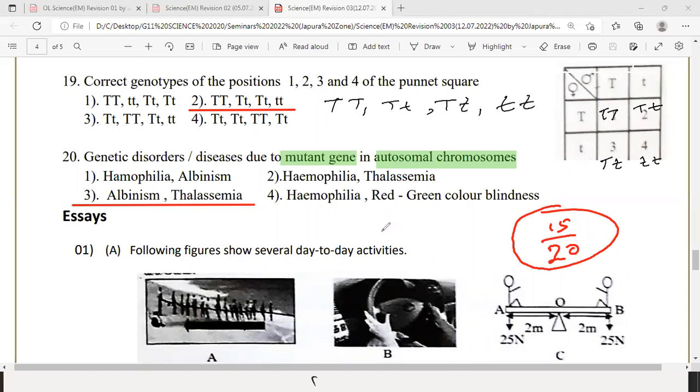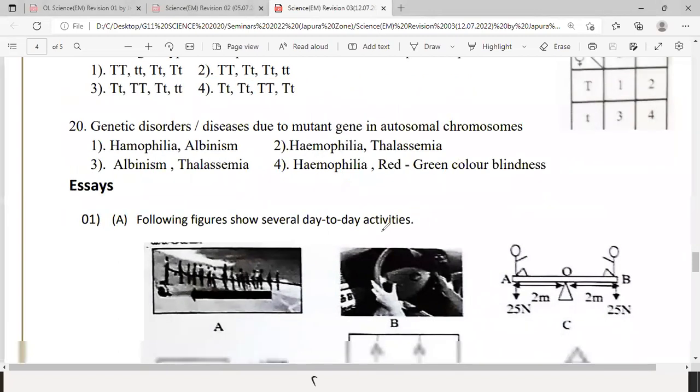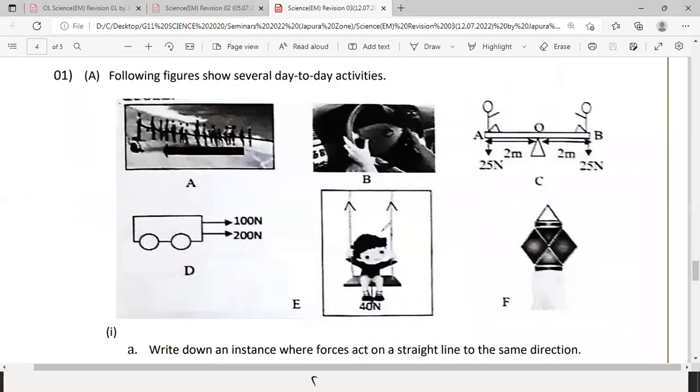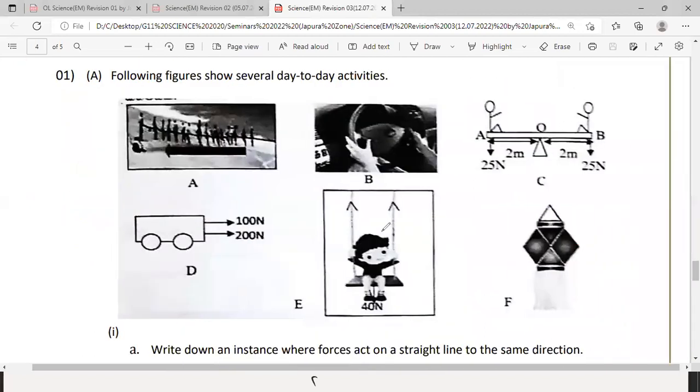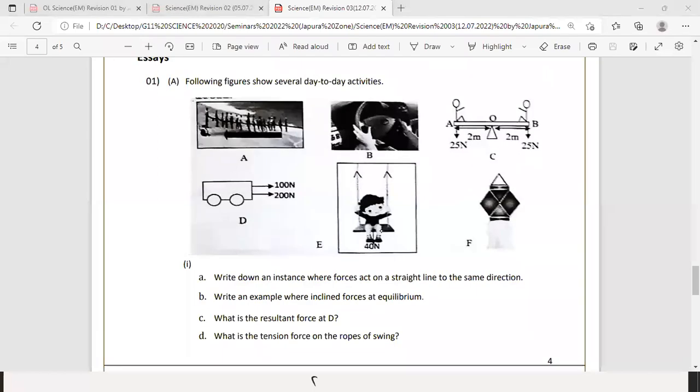Now essay type questions. Look at the screen. First one. Write down an instance where the forces act on a straight line in the same direction. Straight line in the same direction. That means same line of action and the same direction. Which figure? Yes, any volunteers? Just one letter answer. Himasha? Vihanga? B. Damya? A and D.